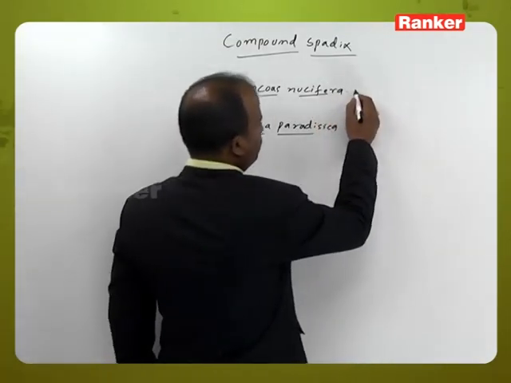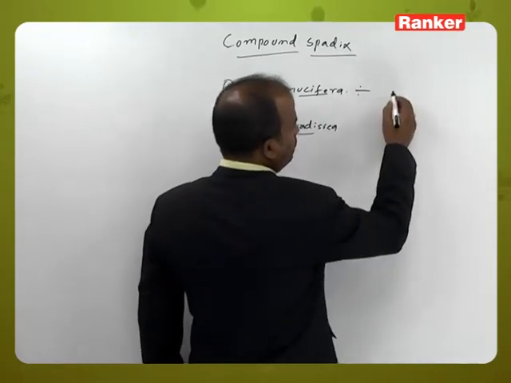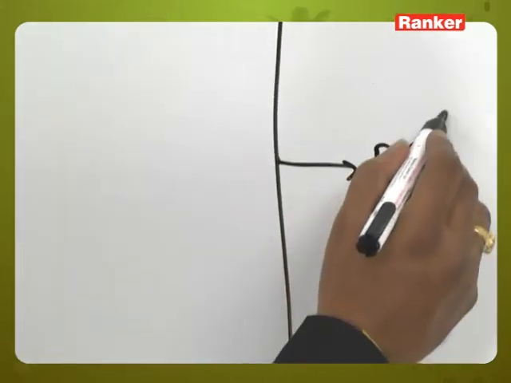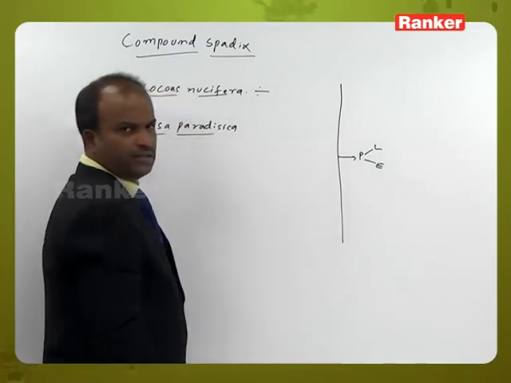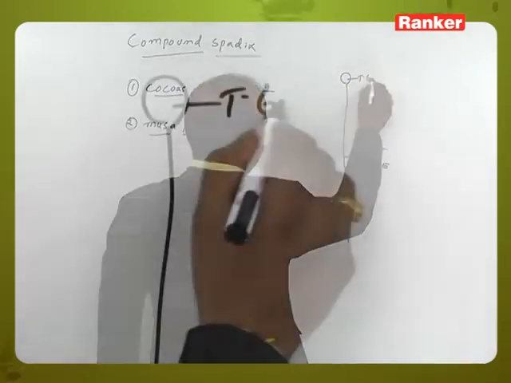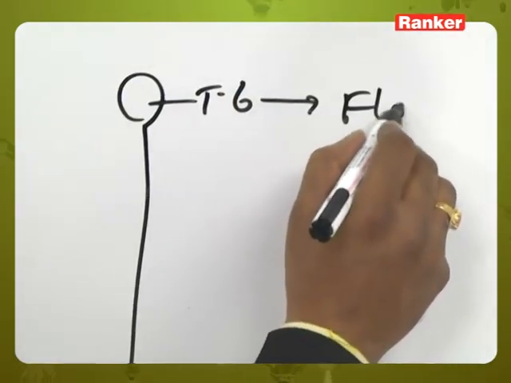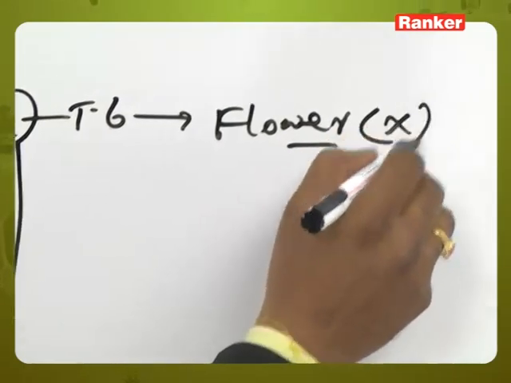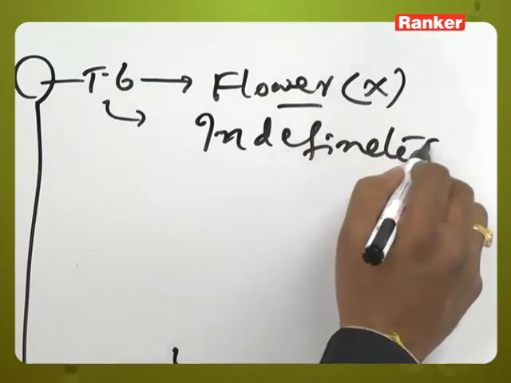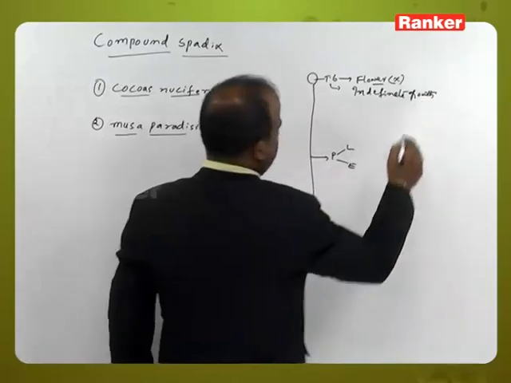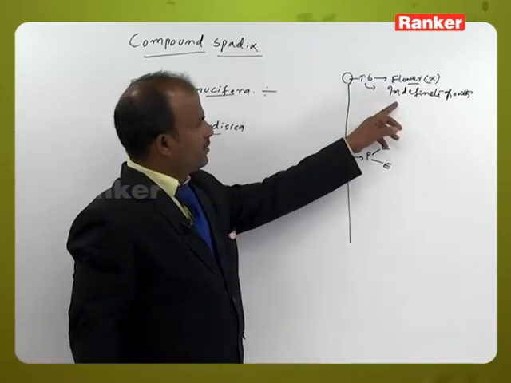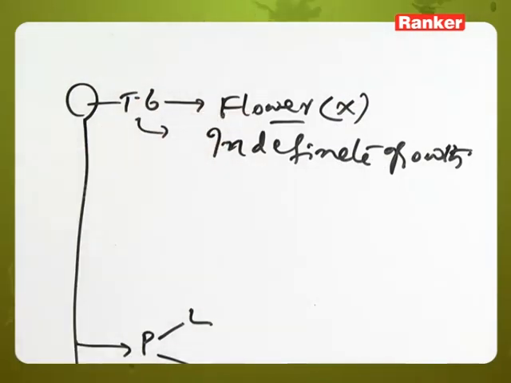So for this Cocos nucifera, the peduncle is long and elongated. The terminal bud of the peduncle does not terminate into a flower. That means it shows indefinite growth. Why? Because the growth of the peduncle is indefinite, which means the terminal bud does not terminate into a flower.